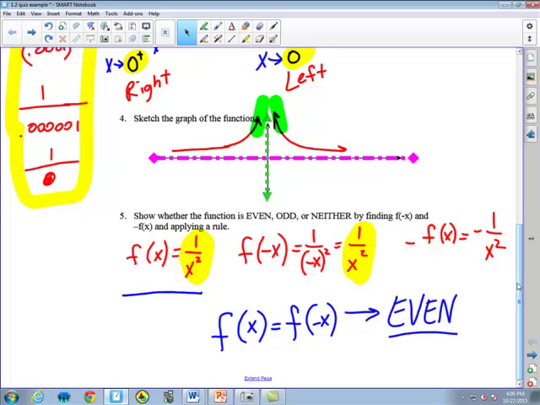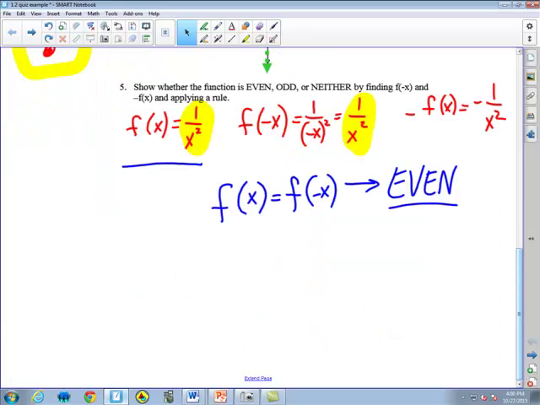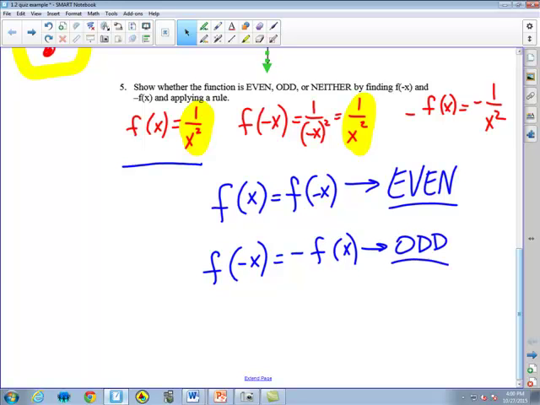To review your rule, remember that if f of negative x is equal to the opposite of f of x, then that's an odd function. If neither of those apply, then it's neither odd nor even.